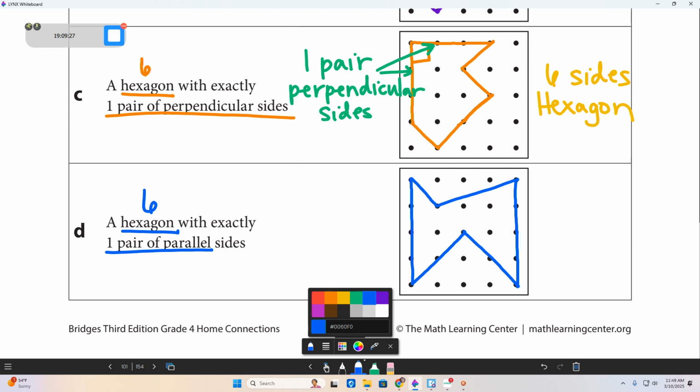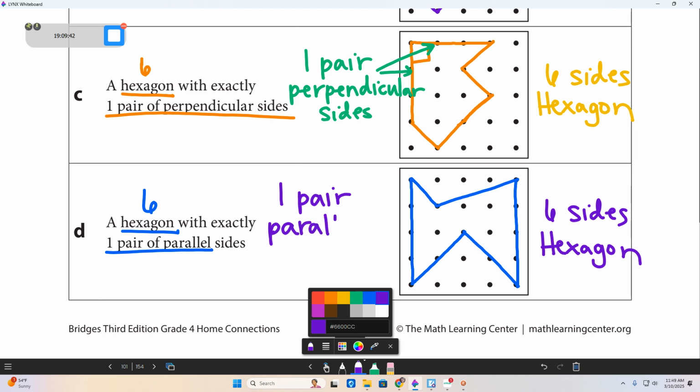All right, so we've got 6 sides to show that it's a hexagon. And then we've got one pair of parallel sides. And these are just examples. Yours can look a little bit different, okay? So there's a parallel side, and there's a parallel side.